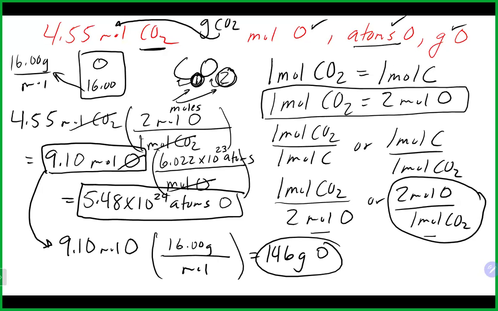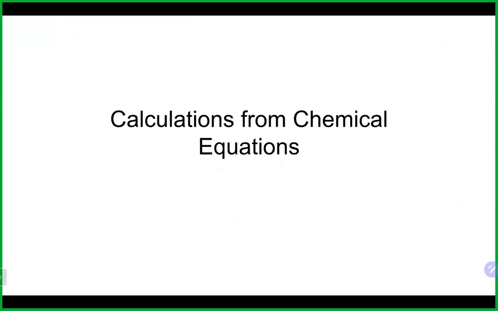Okay, so now that we talked about balancing equations and grams to moles, we're now going to put them together to answer your question, which is, in a chemical reaction, if we know how much we start with, can we figure out how much product we'll make? Or if you know how much product you made, can you back calculate how much reactant you started with? And the answer is yes, and that's what we're going to talk about here, which is calculations from chemical equations.